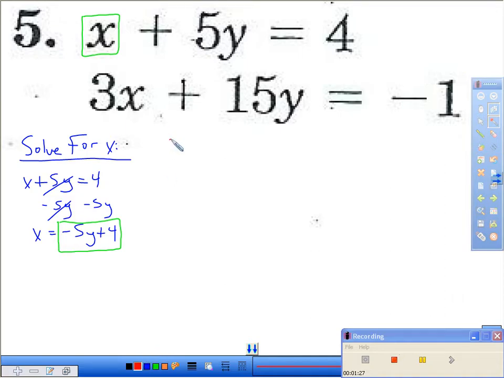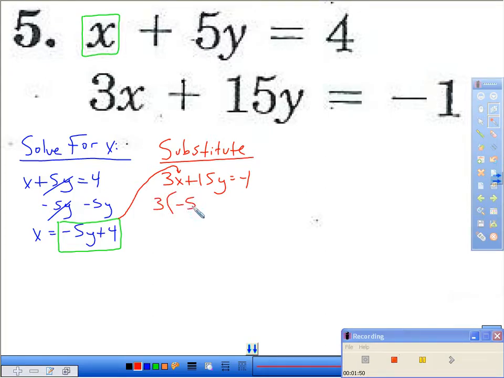So our next step then is to substitute into the other equation, the one that we didn't solve for x, the value of x. X is negative 5y plus 4. So when we see x in that second equation, we want to take that out and substitute in negative 5y plus 4. So it is important that we put the expression in parentheses because we want to multiply that entire expression by the 3 and not just the first part of the expression.